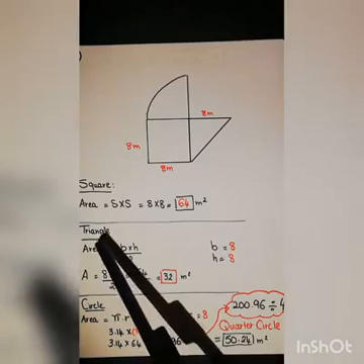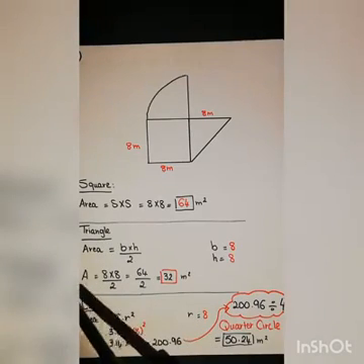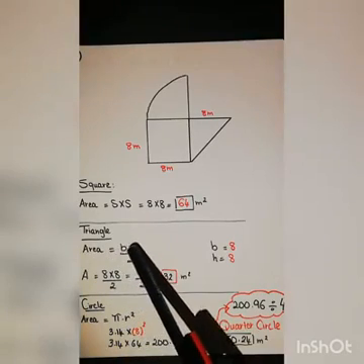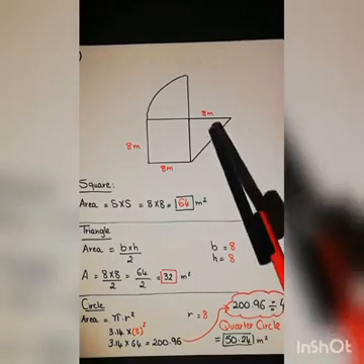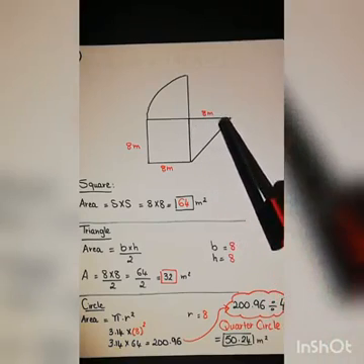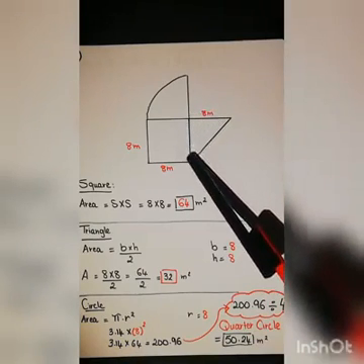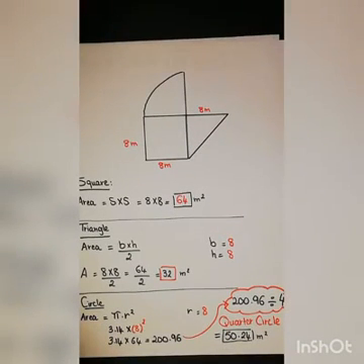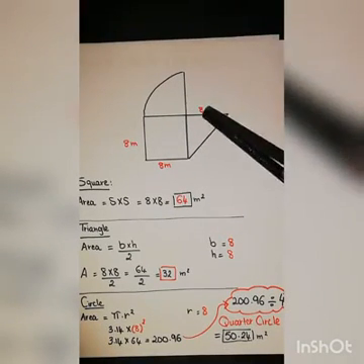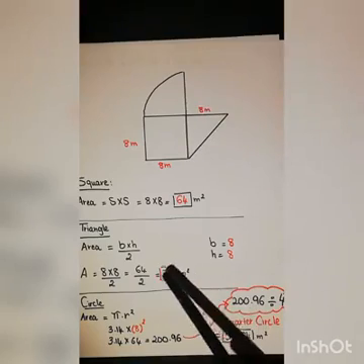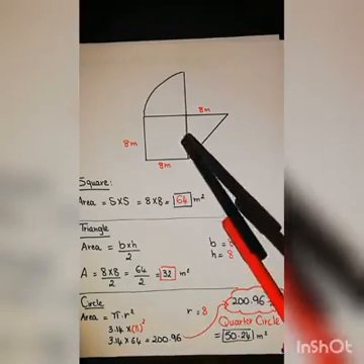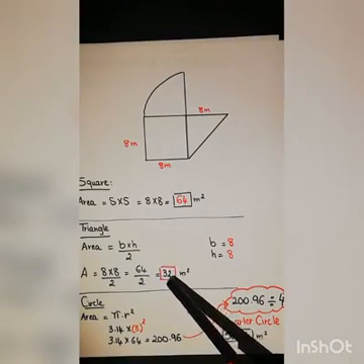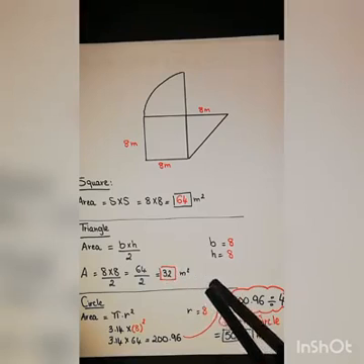Second, the triangle. To find the area of the triangle, we apply the rule: area equals base times height divided by 2. This is the base, it's 8, and this is the height. It's also 8 because it's one side of the square and it's 8 already. So base times height divided by 2 is 8 times 8 divided by 2. So it's 64 divided by 2, which is 32 meters square.